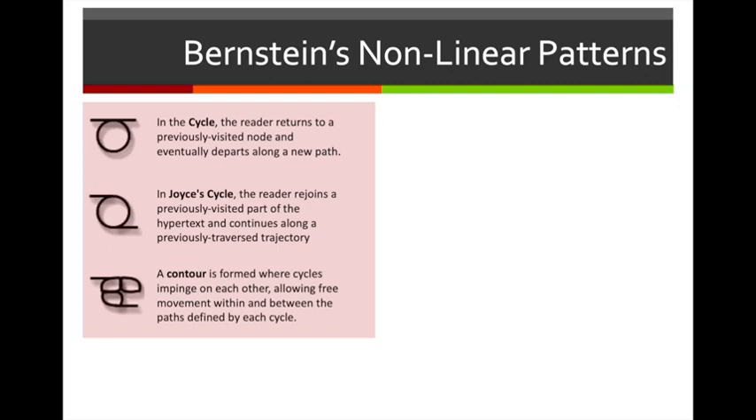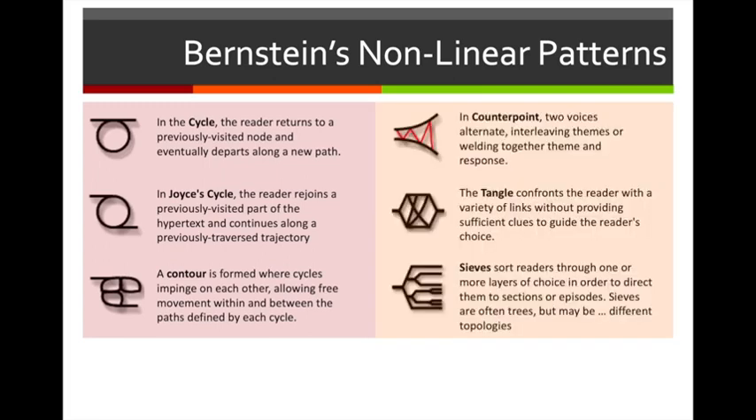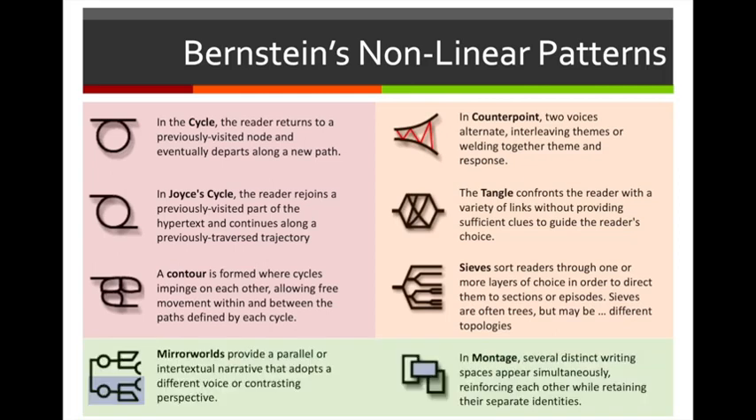Joyce's cycle, where you rejoin something you previously visited and then continue along a new direction after that. A contour, where you are constantly going around different cycles. Counterpoints, where you have two different voices or points of view that alternate or are interleaved. Tangles, where there is a real confusion of links and the reader is confounded and feels lost within the story. Or sieves, branching structures, where you get filtered through various layers of choices to different sections or episodes or outcomes.